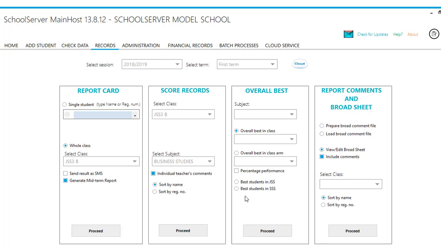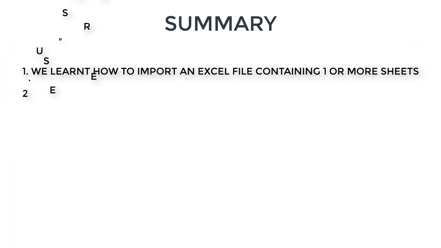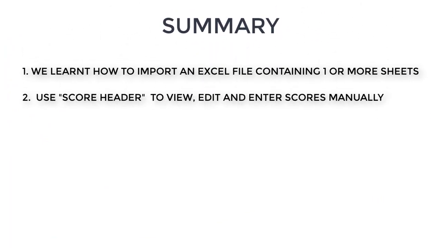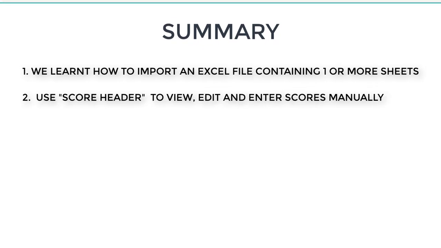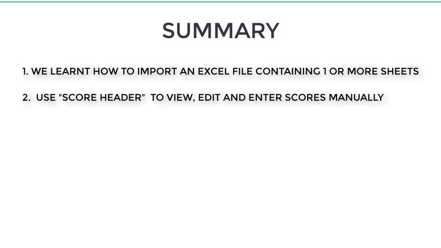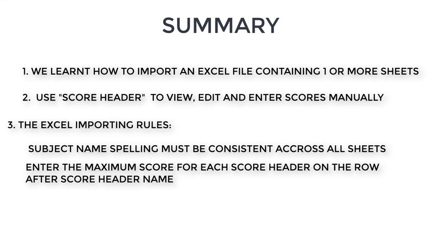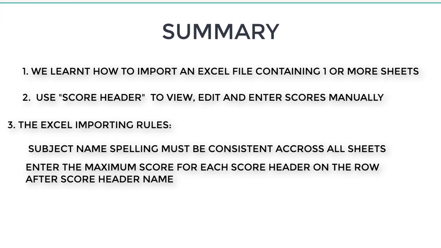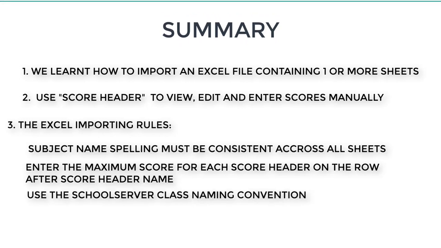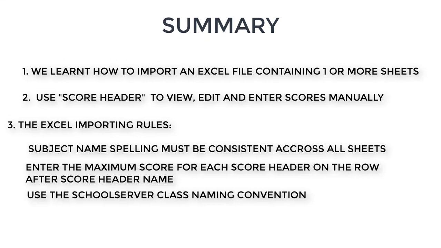We also learned how to view imported scores and edit them through the Scores and Records. Scores and Records also allows you to add new scores. And lastly, we learned about the three major rules. One, the spelling rule: the spellings must be consistent. We also learned that you should always enter the maximum scores uniquely under the score header. And we also learned that the class naming convention should also be followed on the Excel format.